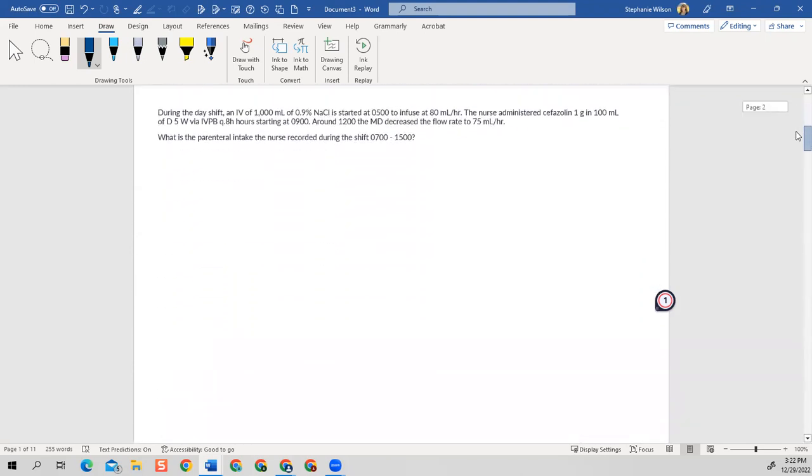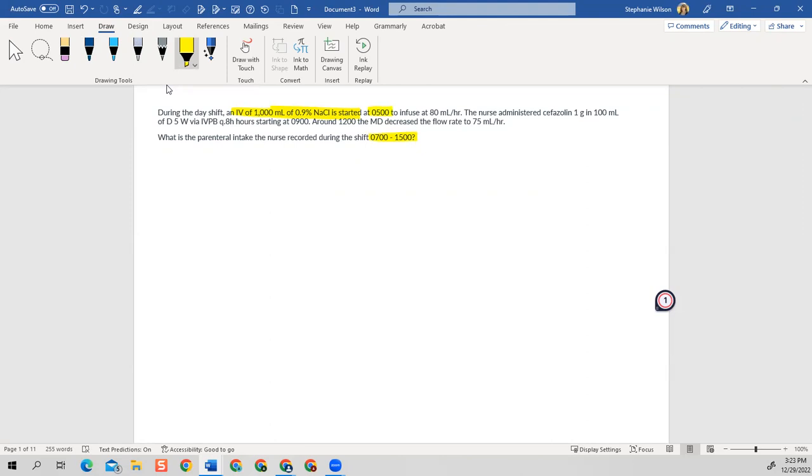Let's look at the next missed one, most commonly missed. We have a parenteral intake going on here. If you read this, you notice that it says during the shift, and you're given the shift right here, 0700 to 1500, which is 7 a.m. to 3 p.m. They're doing an IV of 1,000 milliliters normal, right? 0.9% sodium chloride. It says they started this at 0500.